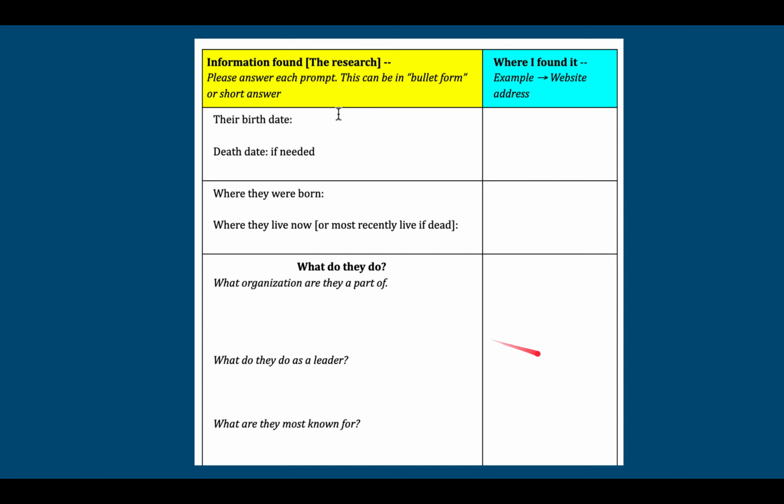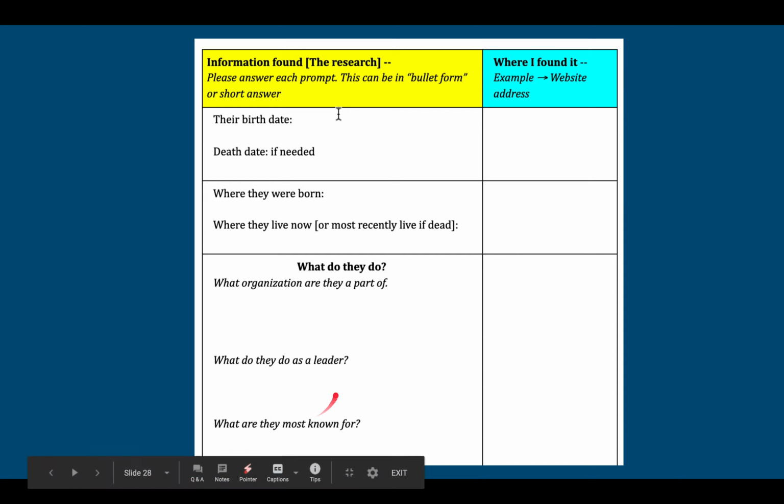Again, we do have each place where you found the websites or that information, so you'd write your web address right here. All right, so the information is your background, where is their birth, where is their death day, where were they born, where do they live now, or most recently if they've died, or where they've known to be living. The next piece is what organization are they a part of, and this can be in paragraph form, short sentences, or bullet points, like all this information. All right. What do they do as a leader, and then what are they most known for?